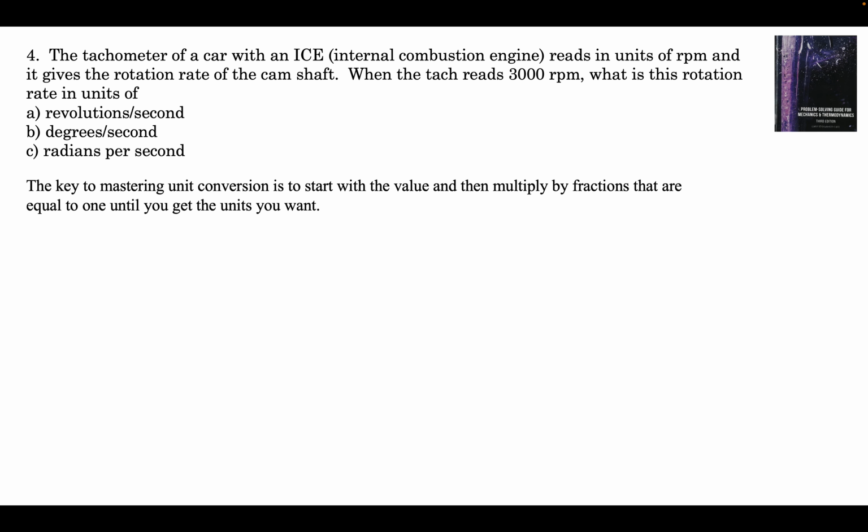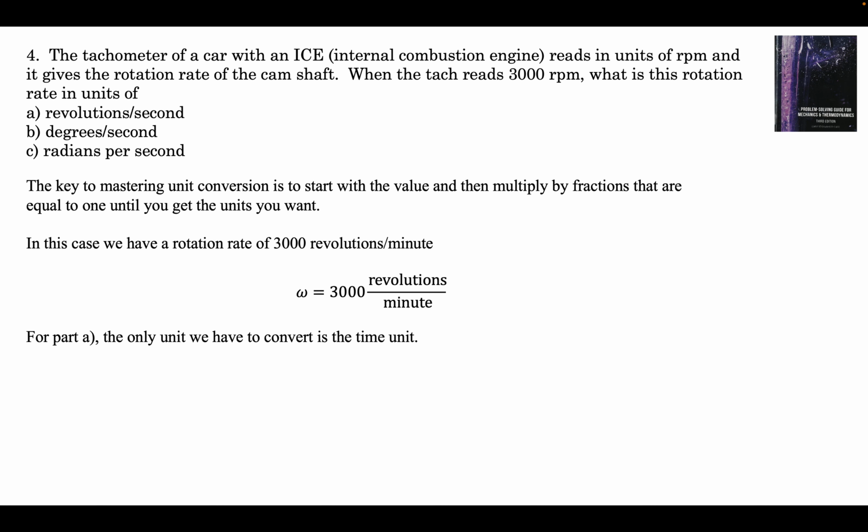As always, if we're going to convert units, we start with the value and then multiply by fractions that are equal to 1 to keep the value the same. Just express it in different units. So we have a rotation rate of 3,000 revolutions per minute. Traditionally, the lowercase Greek omega is used for rotation rate. So that's the lowercase Greek omega, 3,000 revolutions per minute. Now we only have to convert the time unit from minutes to seconds.